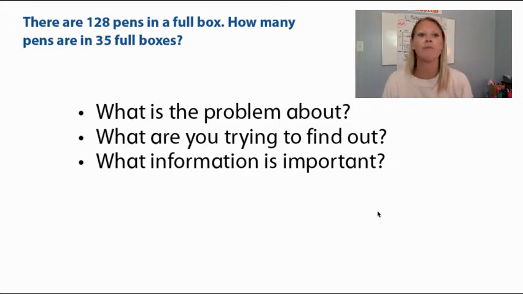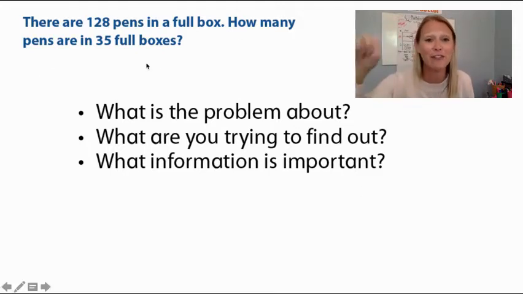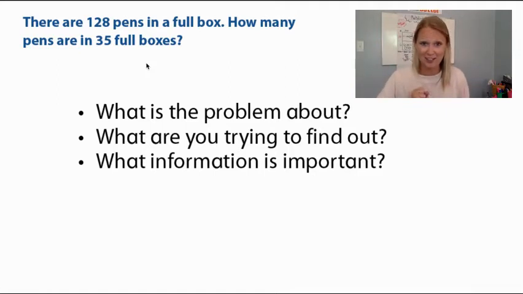Second read, there are 128 pens in a full box. How many pens are in 35 full boxes? Second question, what are you trying to find out? Well, we're trying to find out how many pens are in 35 boxes. All right, third and final read. There are 128 pens in a full box. How many pens are in 35 full boxes?